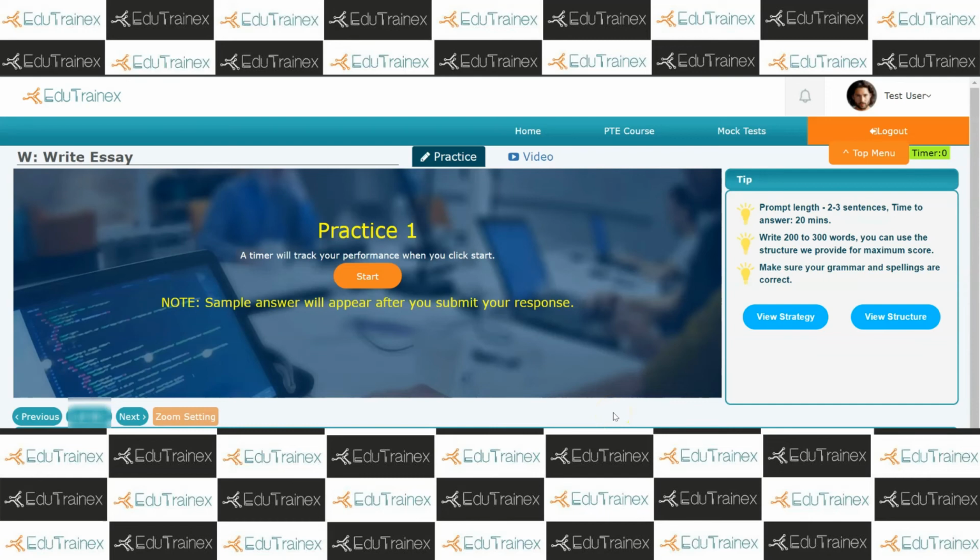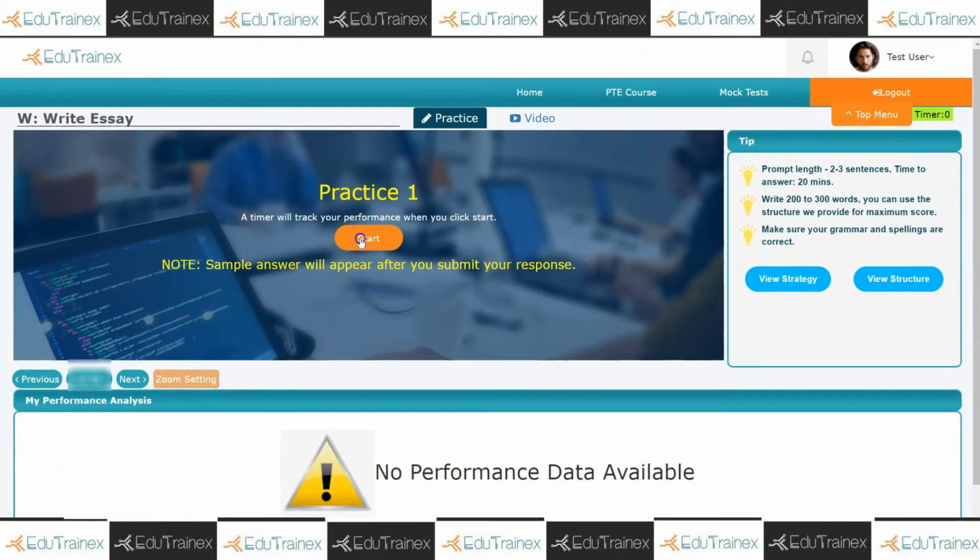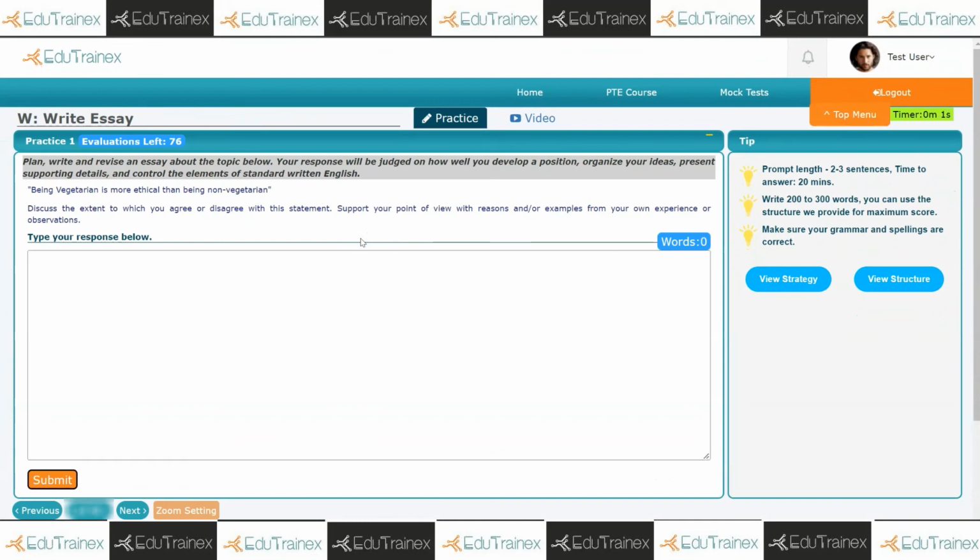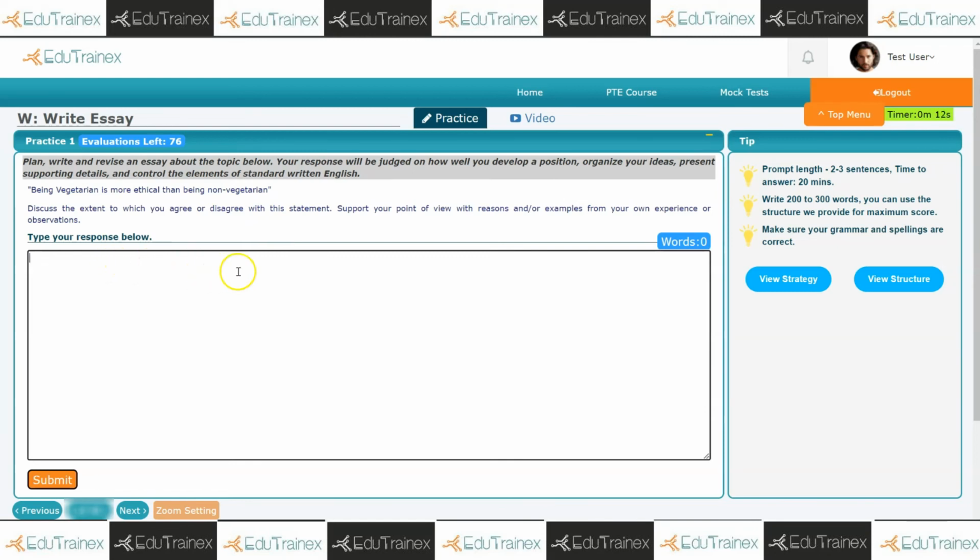So your next step will be to practice this task. And this is how you practice the task on the Edutrainex PTE learning platform. The layout here is quite similar to the actual test, and you see the instructions on the top, followed by the essay prompt, and just below that you have the typing space where you can type your response. And there is a word counter which shows you how many words you have typed.